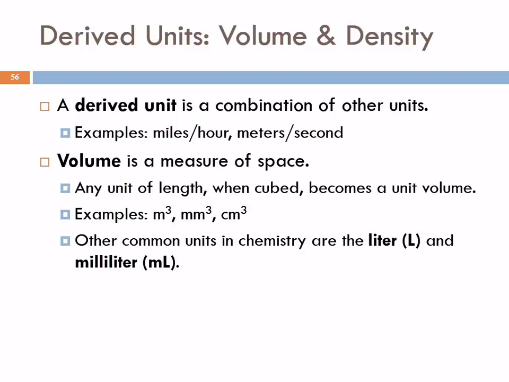We've been talking about basic units. There are also derived units that are combinations of other units. The one we use most frequently in chemistry is volume. But other examples are speed or rate, such as miles per hour or meters per second. It involves a unit of length and a unit of time. Volume measures space. If you take a unit of length and cube it, it becomes a volume unit.